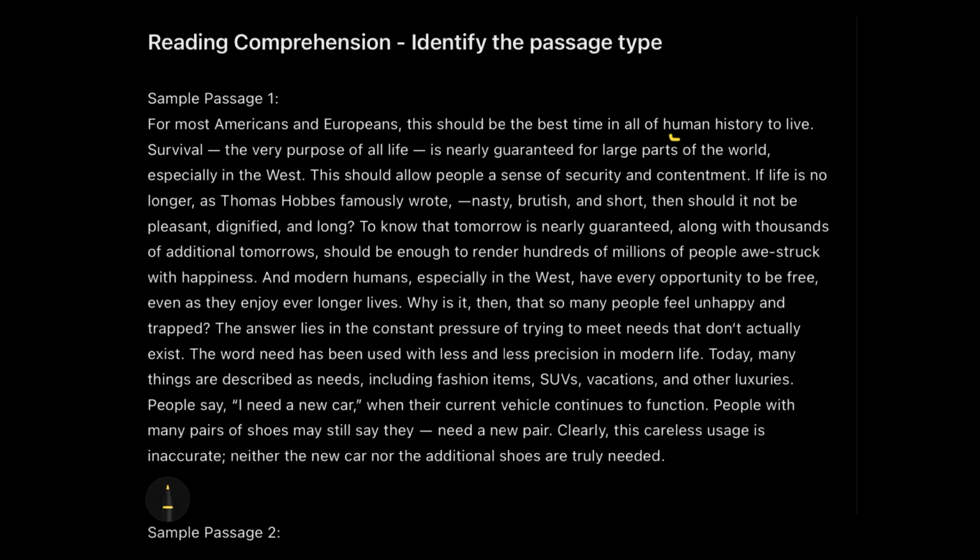So here you see human history. The first important word which is visible to me without even reading the entire passage is human history. Similarly, people, there are a lot of uses of people all over the passage. People sense a security. Okay, then we see modern humans. Then we are again able to see people saying that they need a new car and things like that.